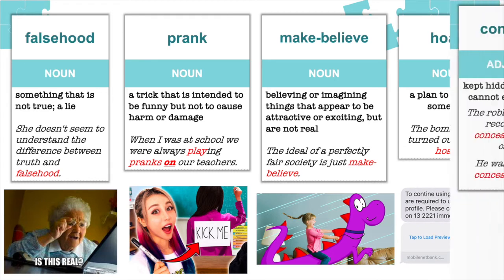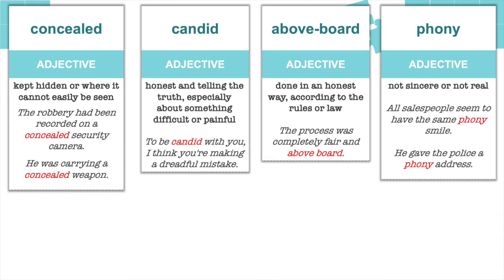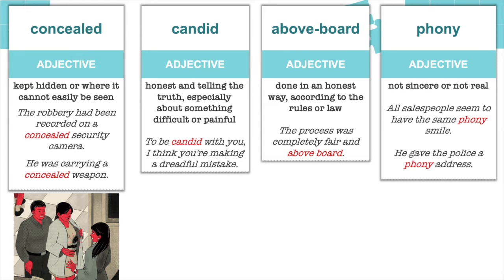And finally, from the list on the left, we're going to finish by explaining four adjectives: concealed, candid, above board, and phony. Concealed means kept hidden or where it cannot easily be seen. For example, the robbery had been recorded on a concealed security camera. So that means that the security camera was not visible. You could not see that the camera was there. Or he was carrying a concealed weapon. And you have a picture of that over here. This woman is carrying a concealed gun in this case.